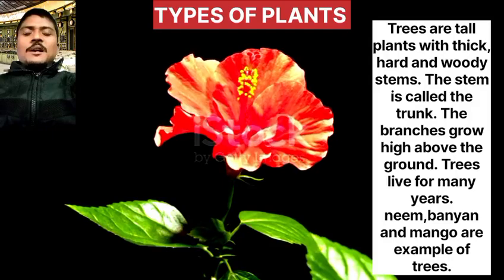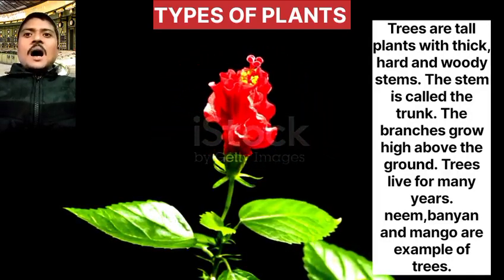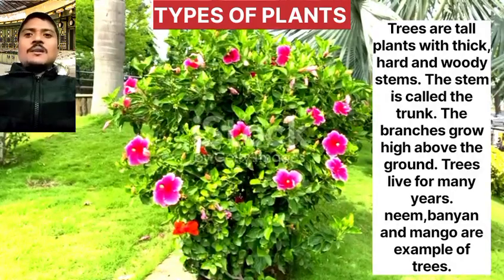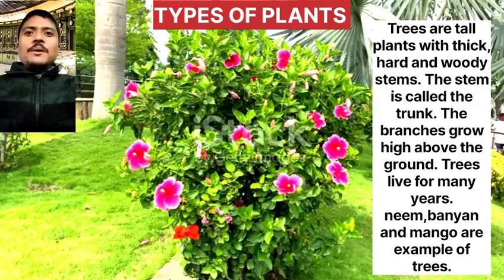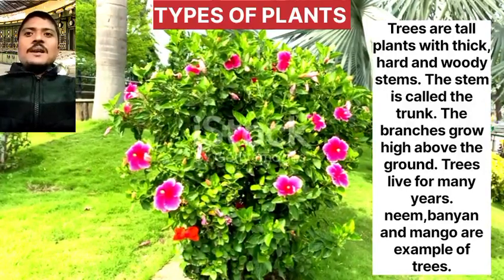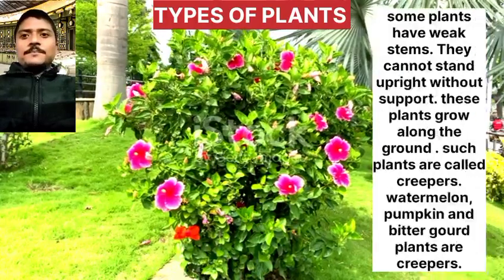Now we are talking about trees. Trees are tall plants with thick, hard, and woody stems. The stem is called the trunk. The branches grow high above the ground. Trees live for many years. Neem, banyan, and mango are examples of trees.